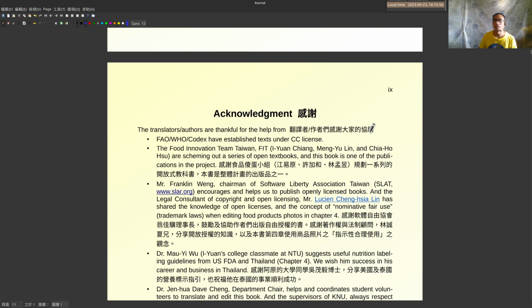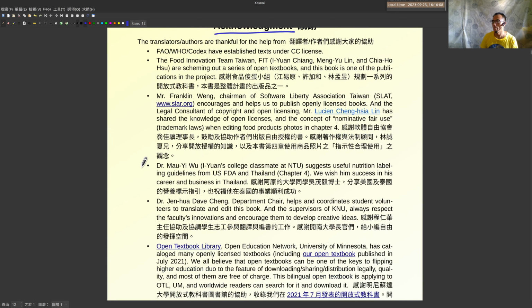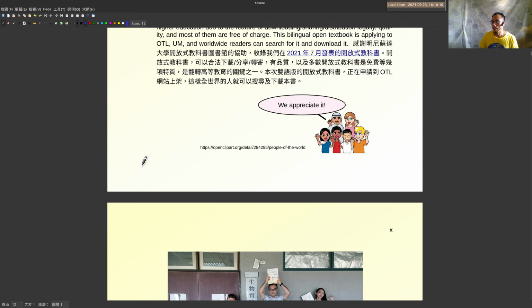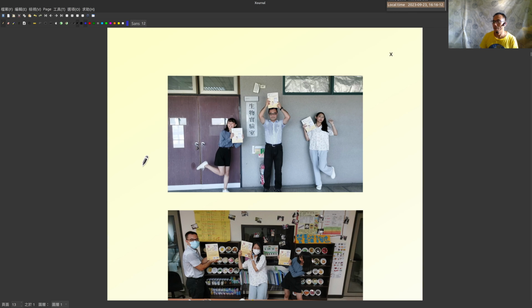And here is the acknowledgement. In the future, when you write a book or write your thesis for a master's degree, there is a part about acknowledgement. I will skip this one. And with 3 translator authors, we took a picture last July here.